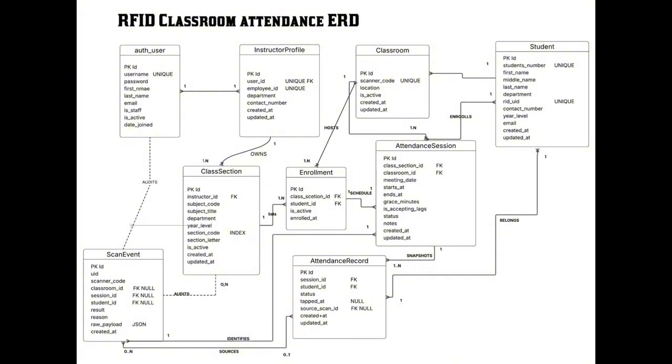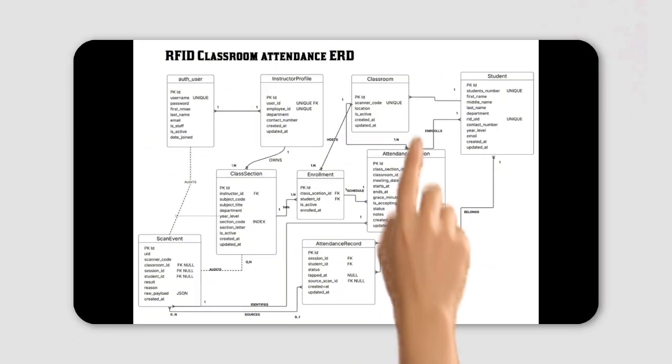The student table holds individual student information, including their unique RFID tag, which is the link to scan activity. Attendance record connects each student to a specific session, forming a complete history of their attendance status for every meeting. Overall, the ERD shows how instructor, class section, student, classroom, and attendance session are all linked together, while scan events ensure that every RFID tap is recorded for transparency and accurate identity.